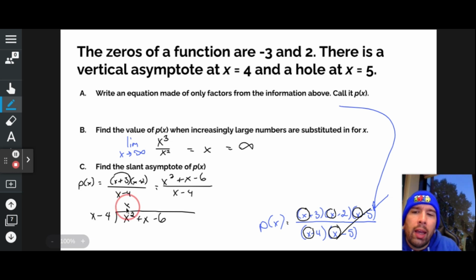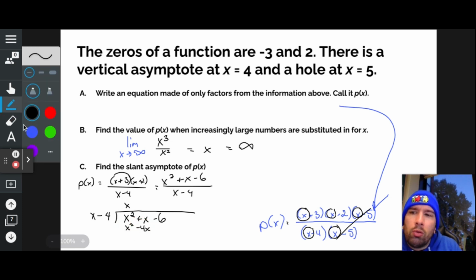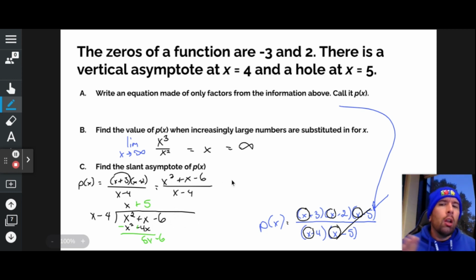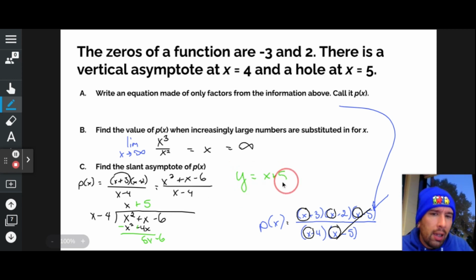x goes into x squared x times. So I'm going to do x times x, which is x squared, minus 4, so negative 4x. Okay, subtract the entire row, which means flip the signs of everything. And you get x plus 4x, which is 5x. Drop down the negative 6, which doesn't matter. x goes into 5x 5 times. Now I'm going to multiply that, blah, blah, blah, but I'm really not going to, because when you're finding the slant asymptote, all you want is the answer of your polynomial long division problem, but we don't care about remainders. So the slant asymptote of P of x is going to be the equation y equals x plus 5.